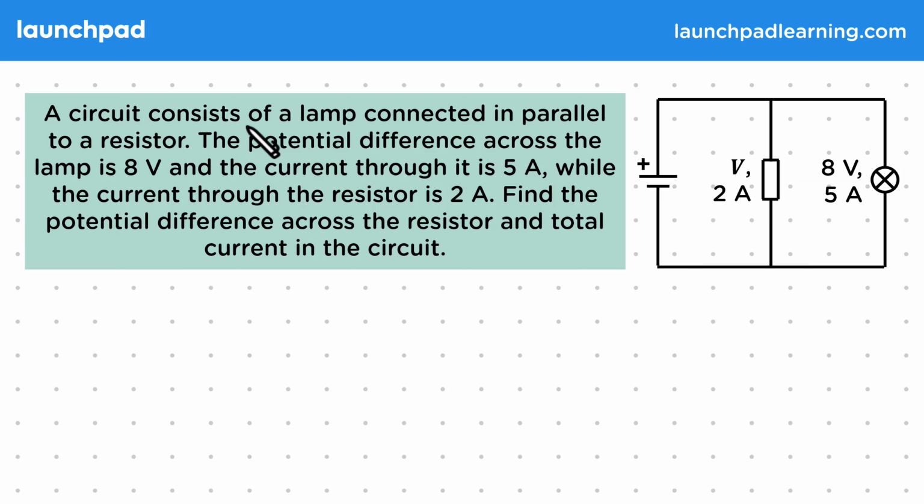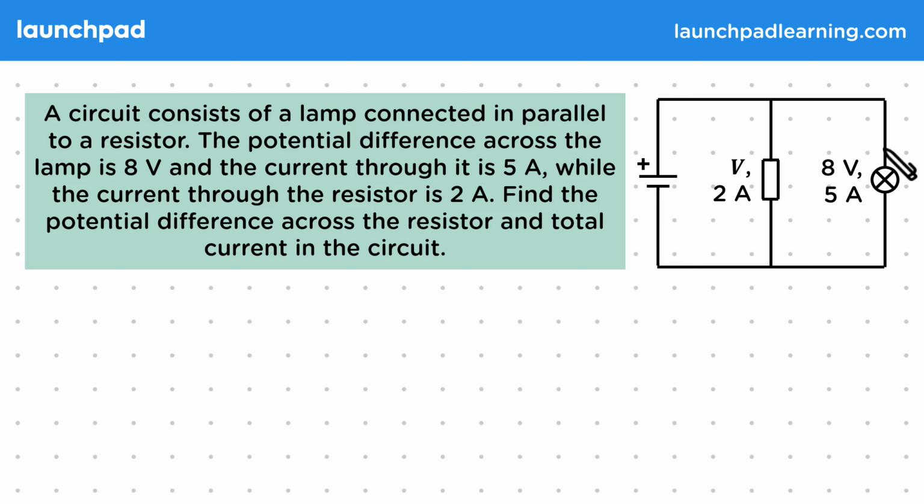A circuit consists of a lamp connected in parallel to a resistor. The potential difference across the lamp is 8 volts, and the current through it is 5 amps, while the current through the resistor is 2 amps. We've also been given a diagram showing this circuit. Find the potential difference across the resistor and total current in the circuit. So we need to give 2 answers to this problem.